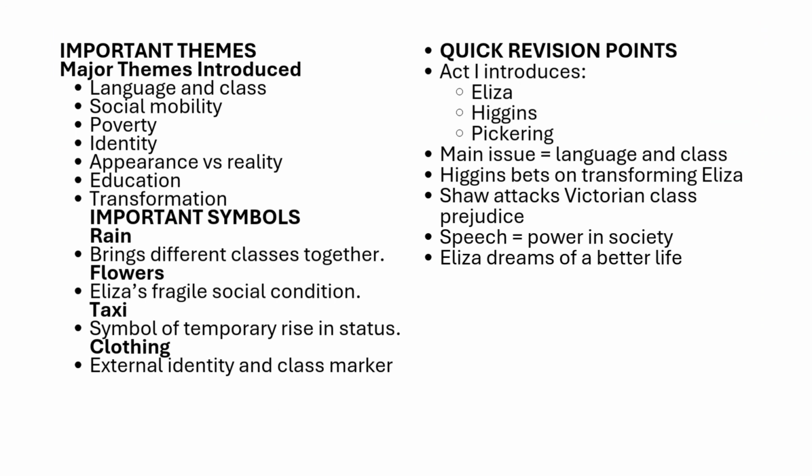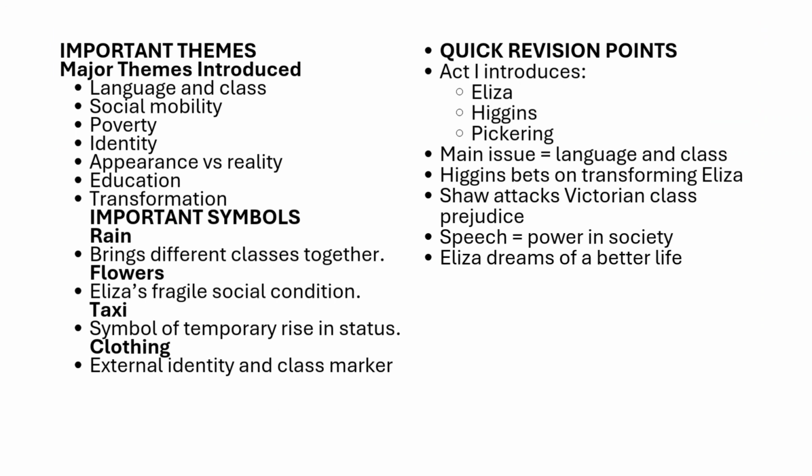Let us now consider some important symbols. The rain symbolizes more than weather. It brings together people from different social classes under the same shelter, creating an opportunity for interaction and conflict. The flowers symbolize Eliza's fragile social condition. Like the flowers she sells, her livelihood is delicate and easily threatened.